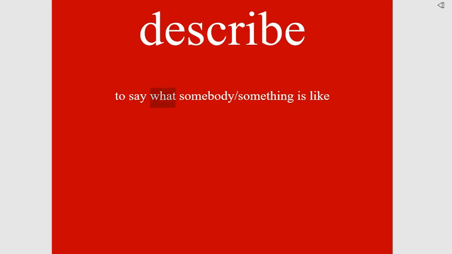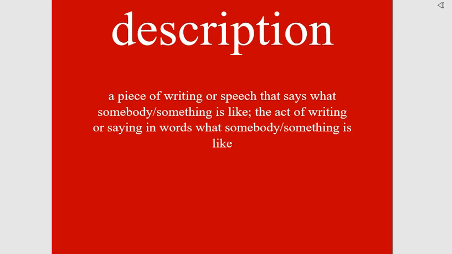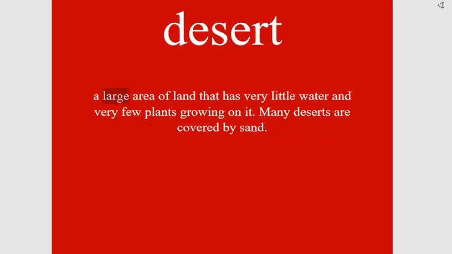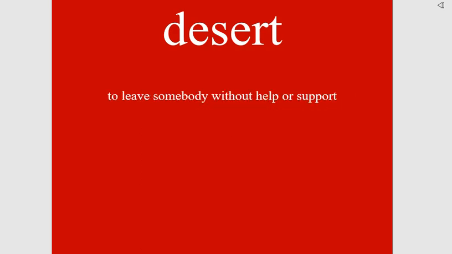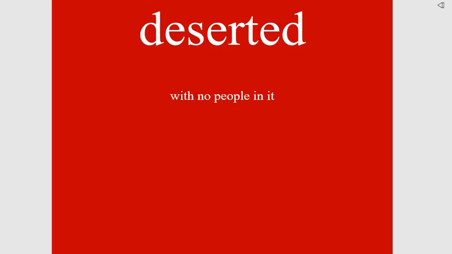Describe. To say what somebody or something is like. Description. A piece of writing or speech that says what somebody or something is like, the act of writing or saying in words what somebody or something is like. Desert. A large area of land that has very little water and very few plants growing on it. Many deserts are covered by sand. Desert. To leave somebody without help or support. Deserted. With no people in it.